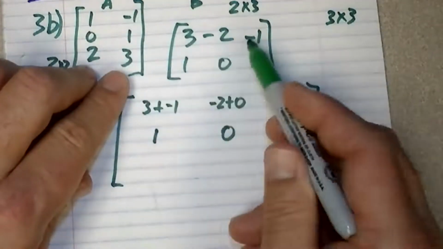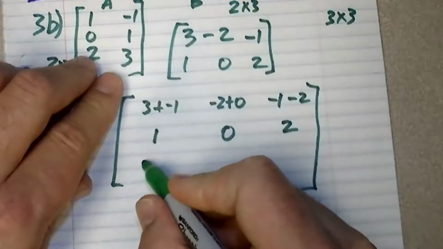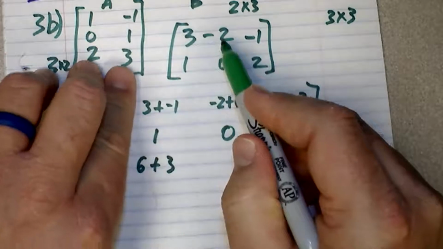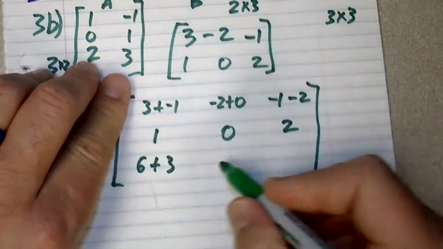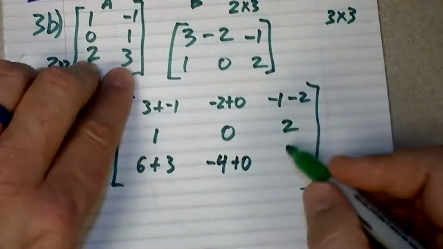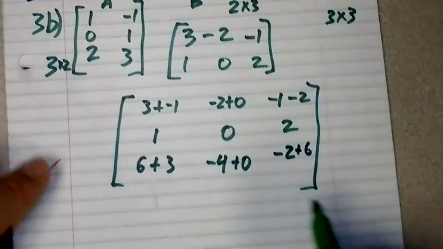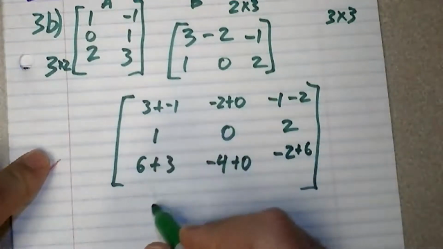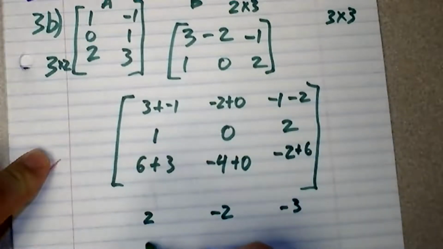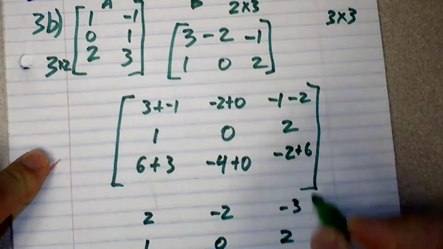So 2 times the top row, 3 times the bottom. So 2 times 3 is going to be 6 plus 3 times 1 is going to be 3. Now we do bottom row, second column. So it's going to be 2 times -2, which is going to be -4 plus 0. We got that 0 right there. And now it's going to be -2 plus 6. Okay, so let's simplify this a little bit. 3 and -1 is going to be 2, -2, -3, 1, 0, 2, 9, -4, 4.